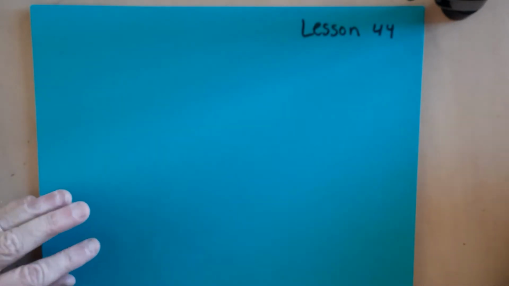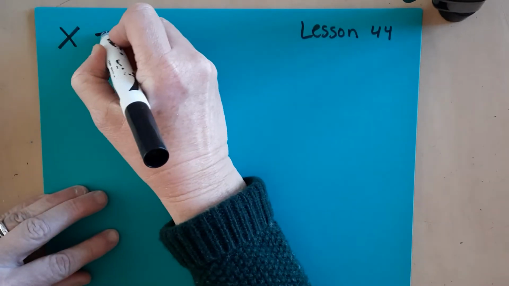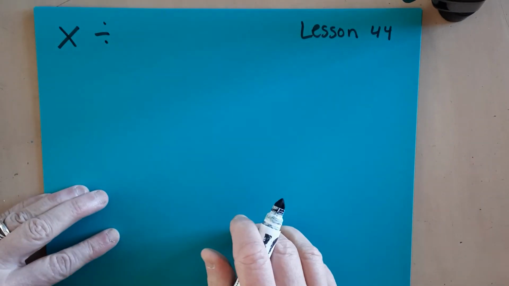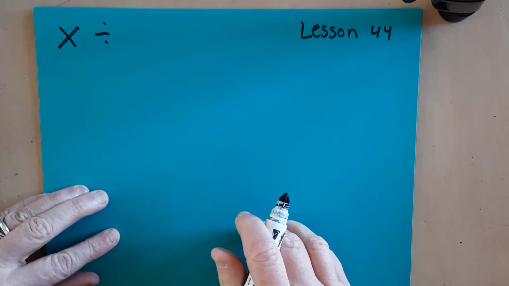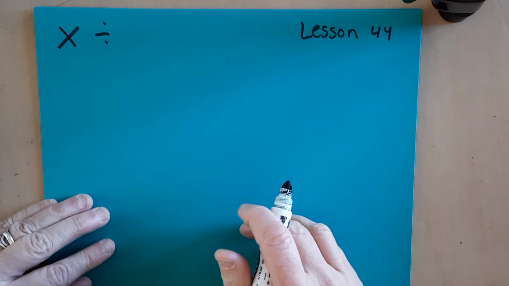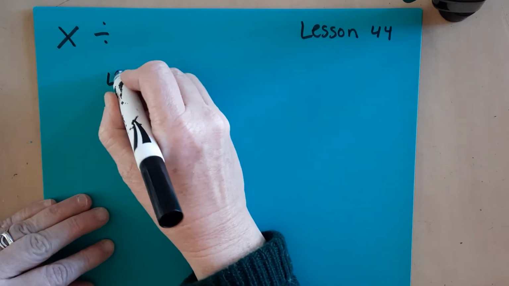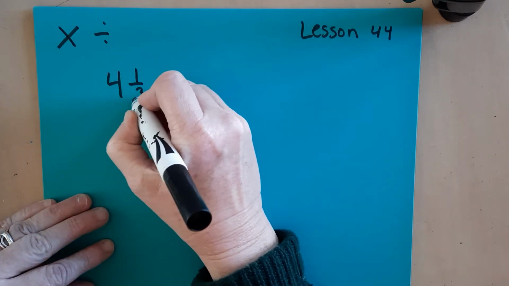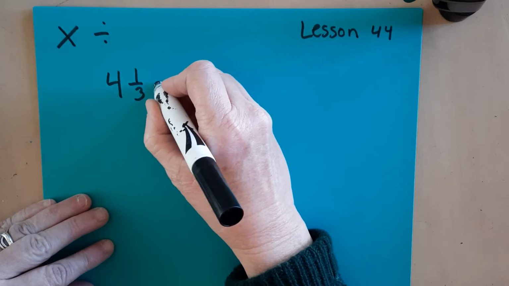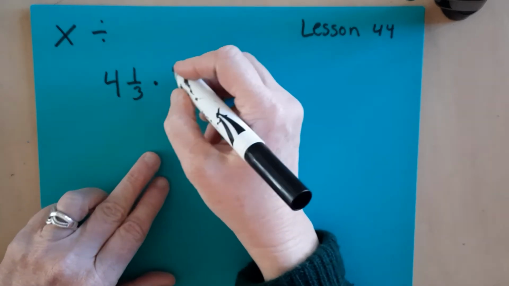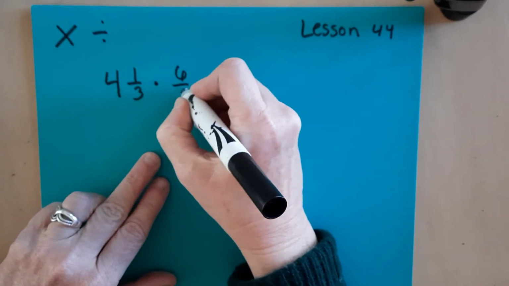Okay, we're going to move on to lesson 44, which is multiplying and dividing mixed numerals. The easiest way to multiply and divide mixed numerals is to convert them into improper fractions, which you have learned how to do. So if we have 4 1/3, which is a mixed numeral, and we want to multiply it, that little dot stands for multiplying, by 6/5.